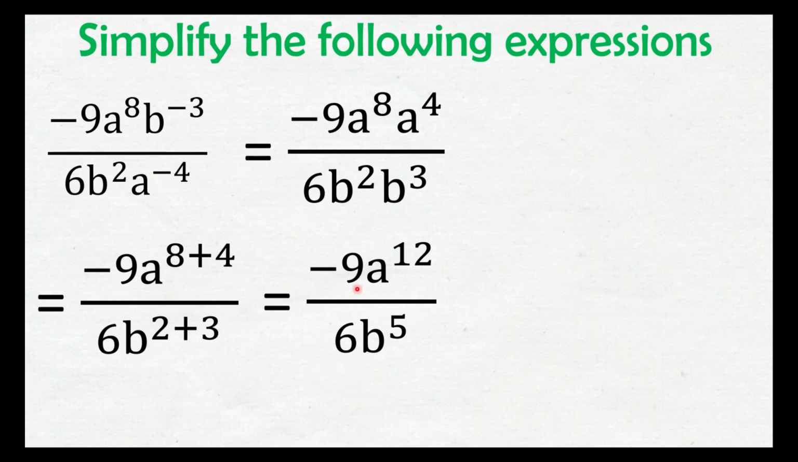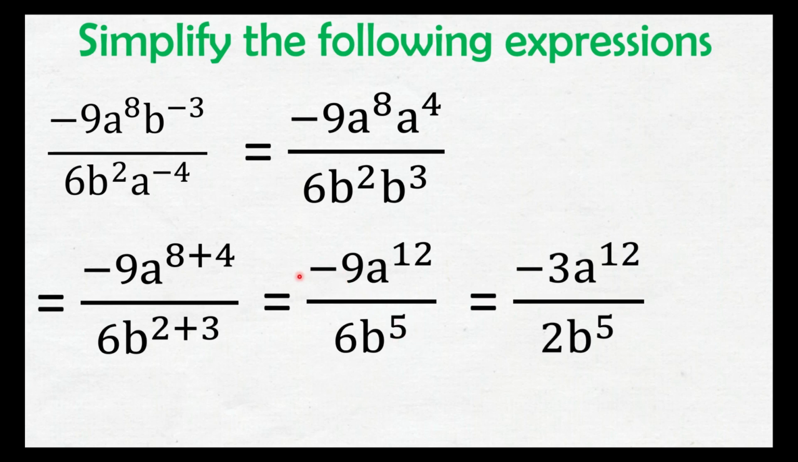So, pwede pa nating i-simplify itong negative 9 over 6 since they are divisible by 3. So, negative 9 divided by 3, that is negative 3. And 6 divided by 3, that is 2. So, we get the answer, negative 3a raised to 12 over 2b raised to 5.